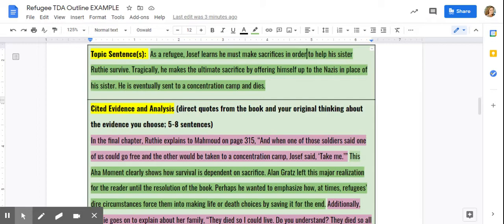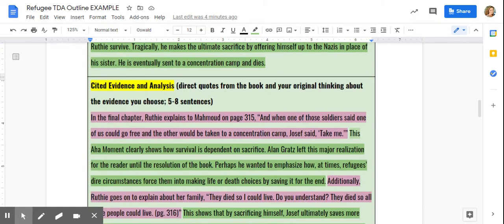I said, this aha moment, notice how I used a signpost there, clearly shows how survival is dependent on sacrifice. Alan Gratz, you can use the author's name, that would be great. Alan Gratz left this major realization for the reader until the resolution of the book. And so I used that literary term resolution. Feel free to use words like plot and conflict, resolution, dynamic character, theme. Use those words. You know them. So use them in your academic writing.